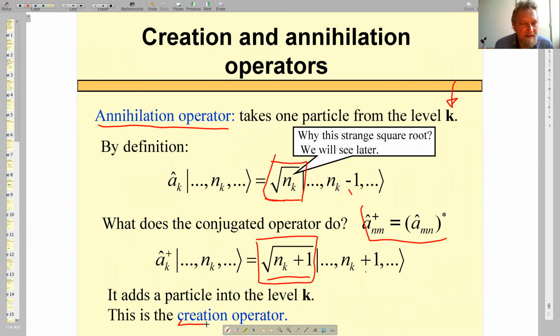The dagger, okay, there is a story about this. Let me tell this. But yes, it's dagger. When I was a student, I always mixed them up. I didn't remember which operator is annihilation and which is creation. So one has to memorize it somehow.